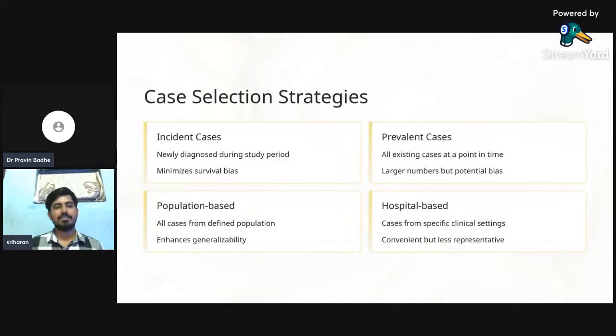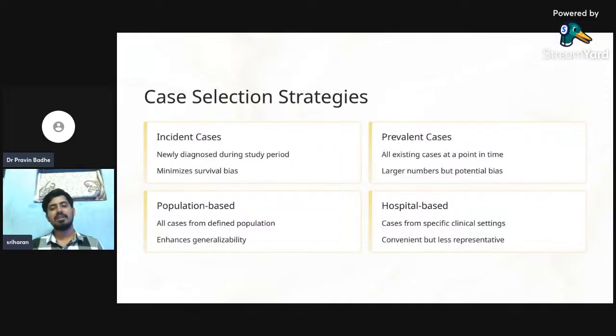Case selection strategy. These are the four case selection strategies for case control. We select cases from incident, newly diagnosed patients, and prevalent cases. Prevalent cases are patients who already have the disease, but prevalent cases should be avoided because they cause survival bias, since some patients may have died and we cannot account for dead people. Population-based selection is one of the best case selection methods, because we get a large population through this.